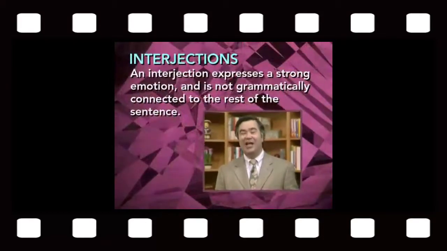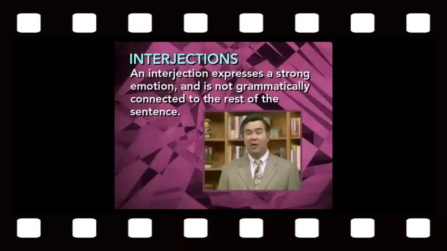We've gone through 8 of the 9 parts of speech, so that means there's only one left. And this last one is the simplest and, in a way, the funniest. An interjection expresses a strong emotion and is not grammatically connected to the rest of the sentence. In other words, an interjection is a word that just kind of hangs out there by itself.